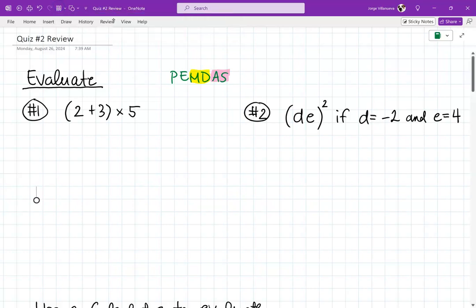So here we're going to go with parentheses first, right? 2 plus 3, that's going to be 5. So I'm going to put 5 times 5, and 5 times 5 is 25.